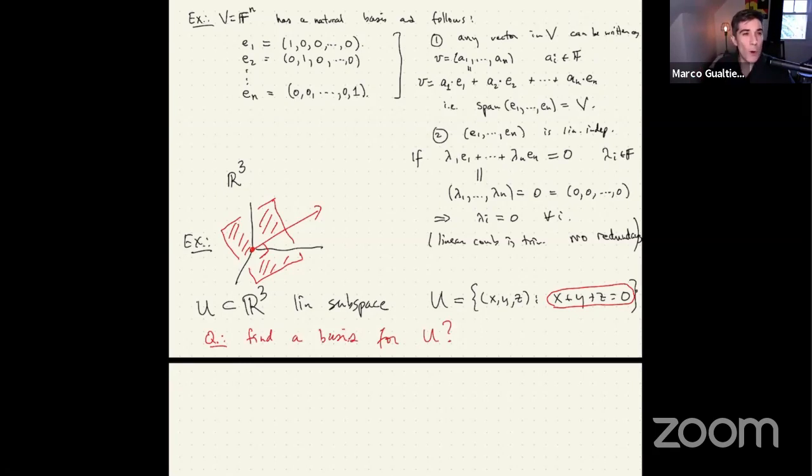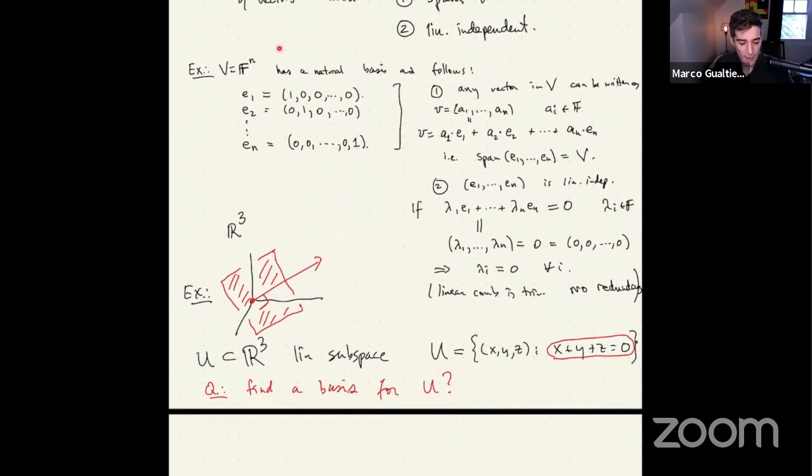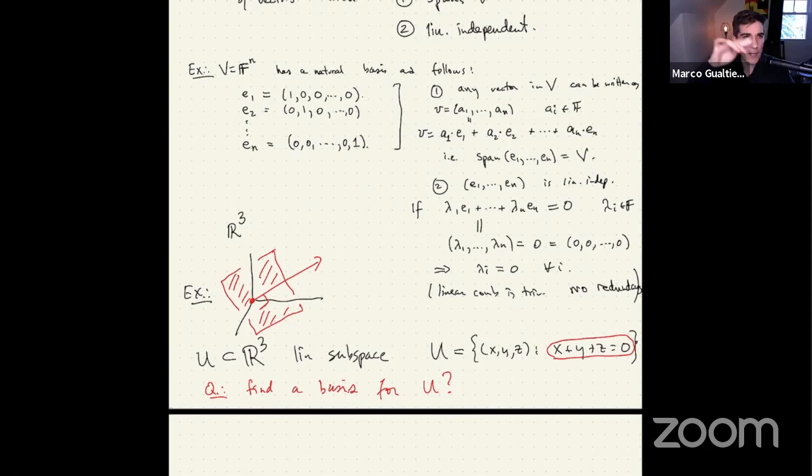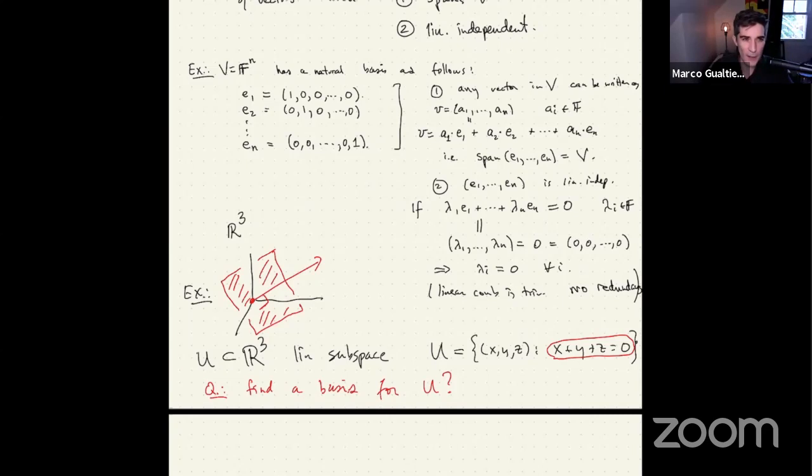The reason why it's not so obvious how to proceed is that these basis vectors are very easy to find for F to the n. But when you have a subspace which is somehow inclined in an interesting way and doesn't agree with the coordinate axes, doesn't agree with one of the coordinate planes, then it's not so obvious to find the vectors inside which form a basis. But we're going to have methods for doing that.